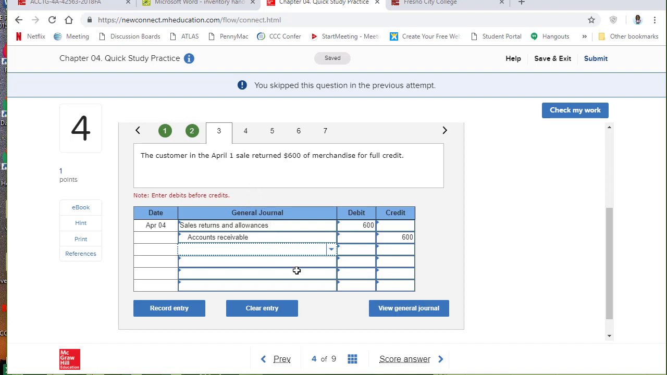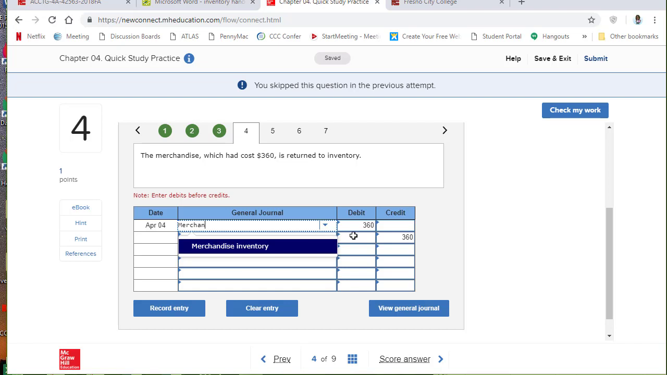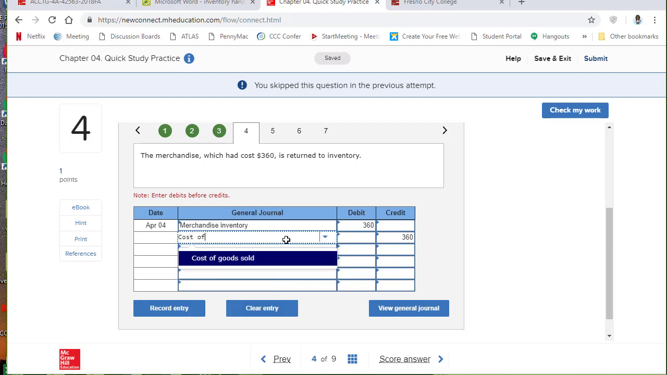Again, because we are using a perpetual system, we also have to record the related cost. That merchandise that we sold for $600 actually cost us $360. If you were to determine the gross profit, you would take your sales amount minus your cost of goods sold, but it didn't ask for all that, so I'm just going to stick to this problem. It goes on to say the merchandise which cost $360 is returned to inventory. So we're going to put it back in inventory. That means we increase our inventory account by debiting it, and then we reduce our expense account, cost of goods sold, by crediting it. Then we'll record that entry.